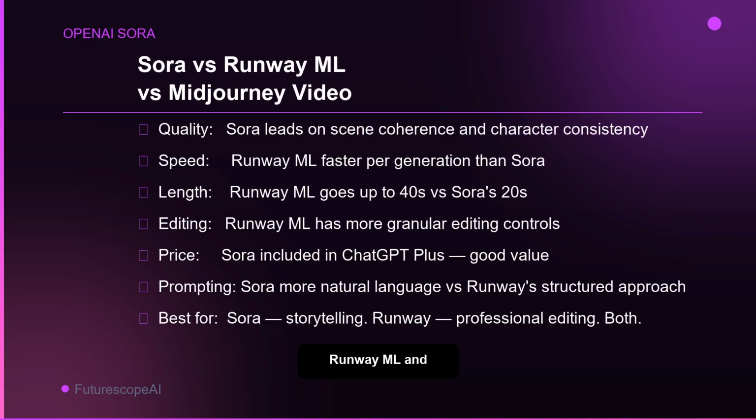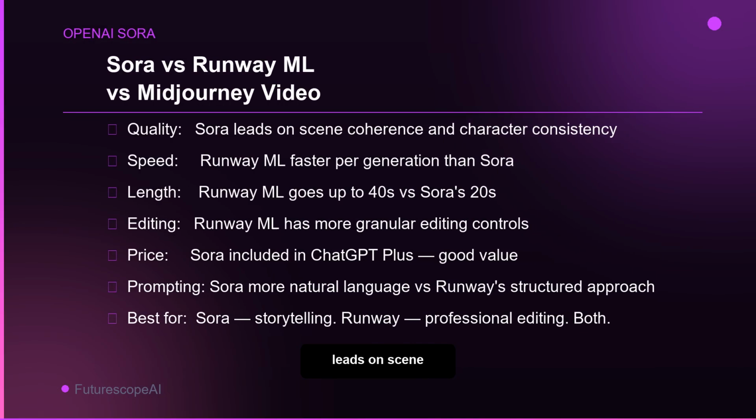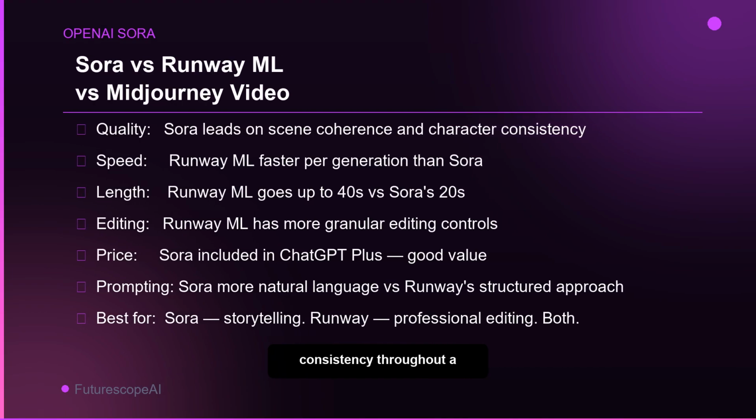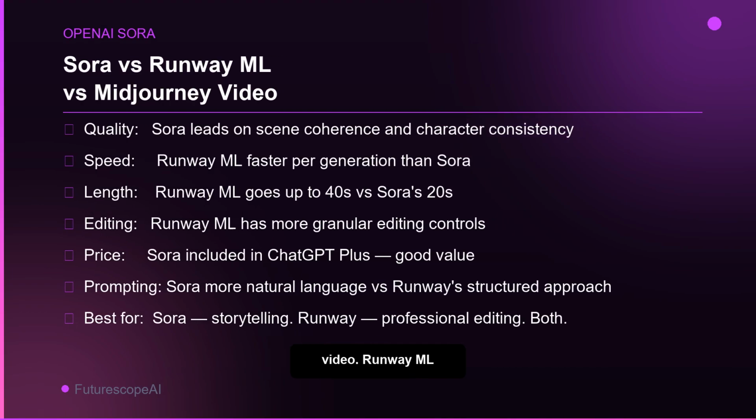Comparing Sora to Runway ML and Midjourney video. Sora leads on scene coherence and character consistency throughout a video. Runway ML generates faster and allows videos up to 40 seconds. Runway also has more granular editing controls for professional workflows. Sora is included in ChatGPT Plus, making it good value if you already pay for it. Sora uses more natural language prompting versus Runway's structured approach. Best for storytelling, Sora. Best for professional video editing workflows, Runway ML. Most content creators end up using both.